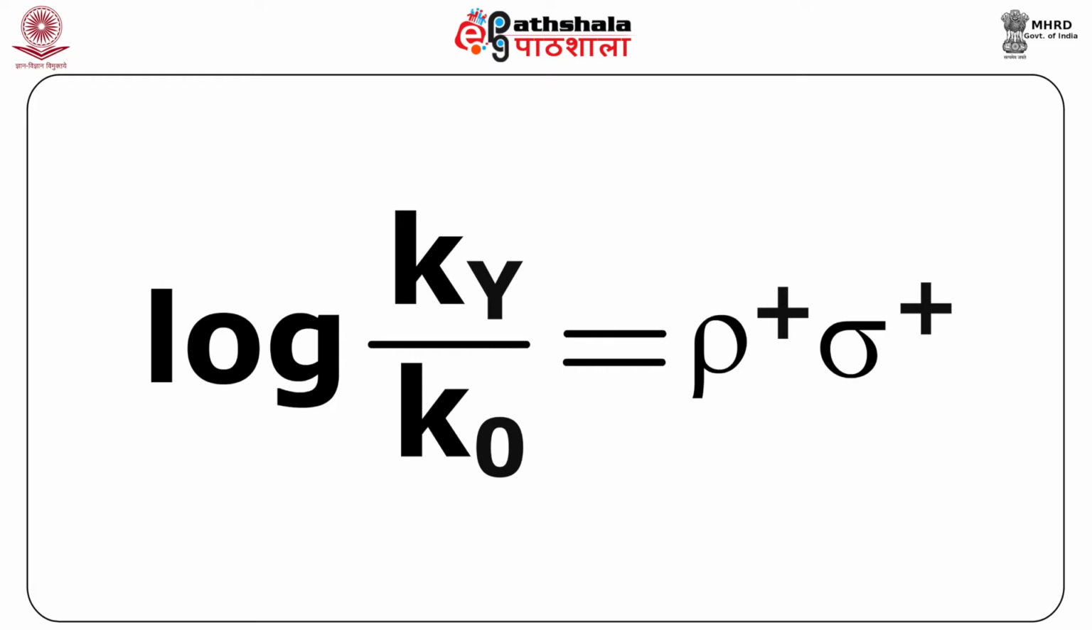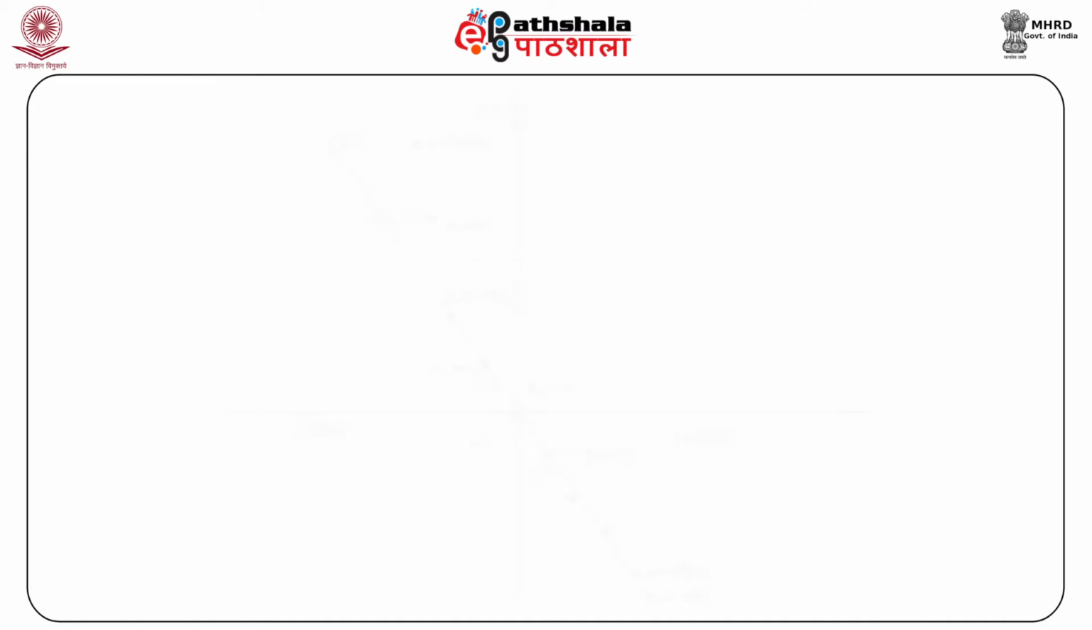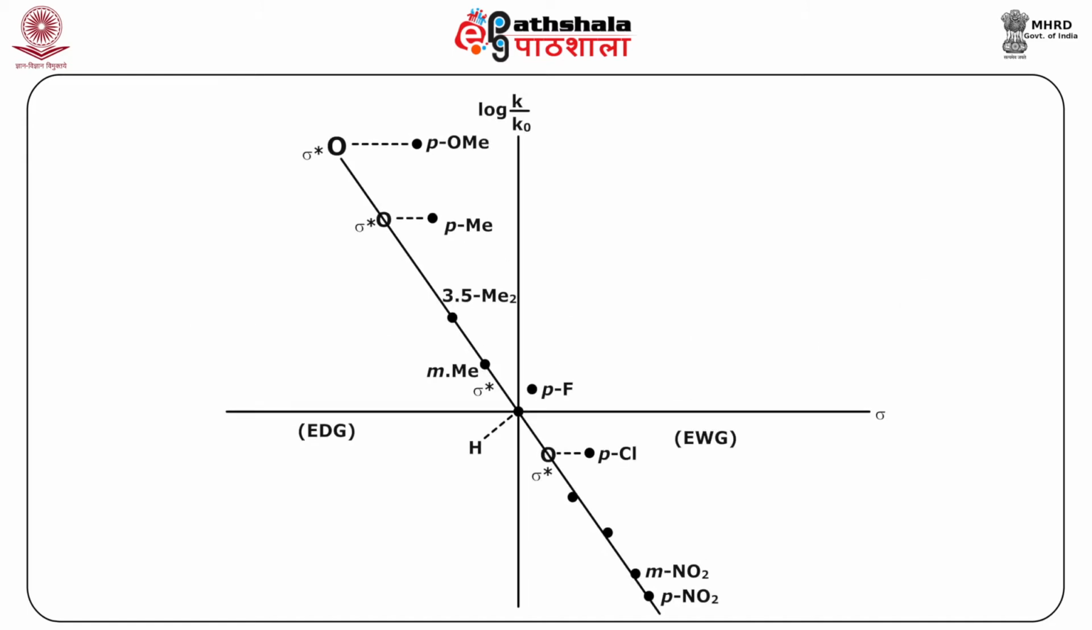Brown then modified the Hammett equation as log of k by k naught equals rho plus sigma plus. Now students, as you can see, this is the modified Hammett equation. Here he introduced a sigma plus factor, which were determined by extrapolating the originally outlying points for the para substituted cumyl chlorides to fit into the standard Hammett curve.